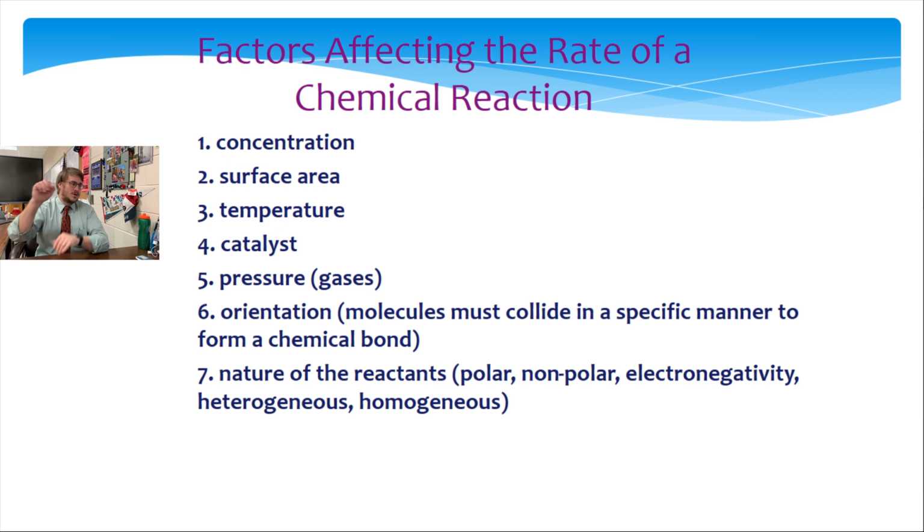Bottom line, there are 7 factors that we focus on that affect the rate of a chemical reaction. Remember, these factors increase the rate, make a chemical reaction go faster. Okay.